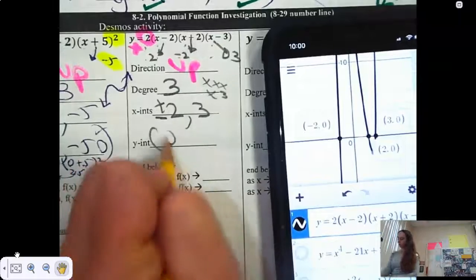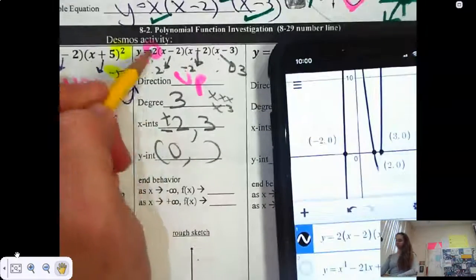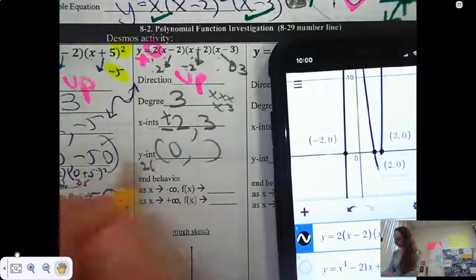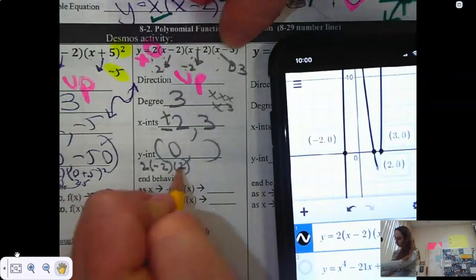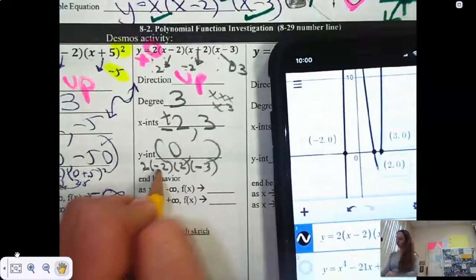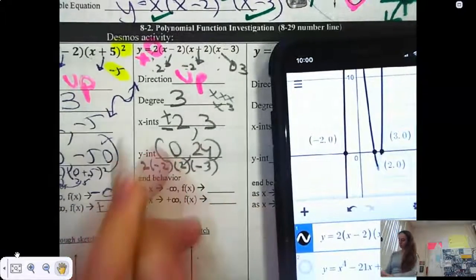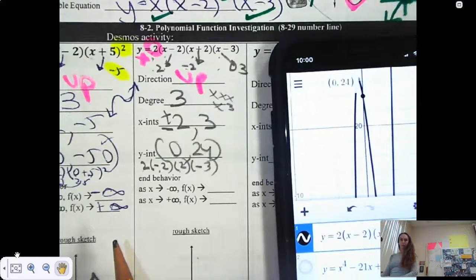The y-intercept, 0, comma. If I'm multiplying times 0, anything, I have to keep the 2. So I'm going to go 2 times 0 minus 2, 0 plus 2, 0 minus 3. That's -4, -8, 24. How do you know I'm right? There it is, 0, 24.